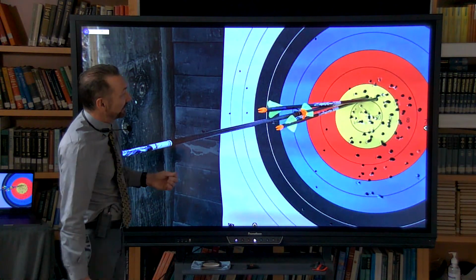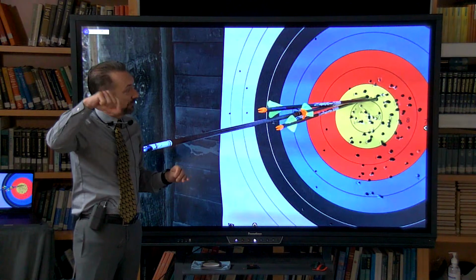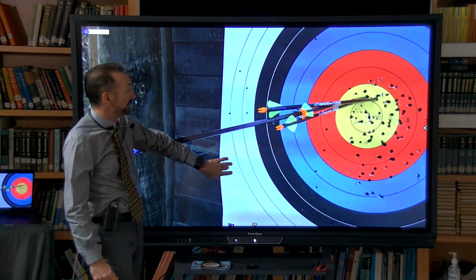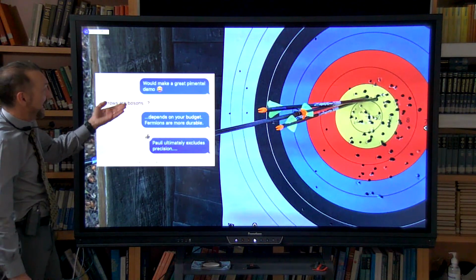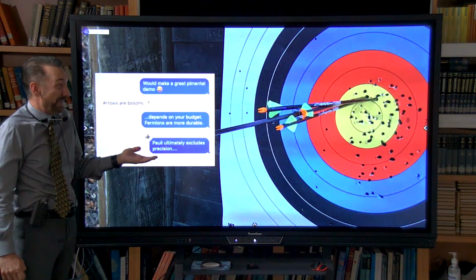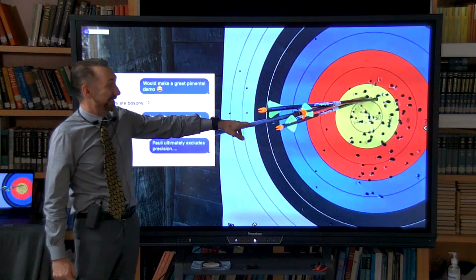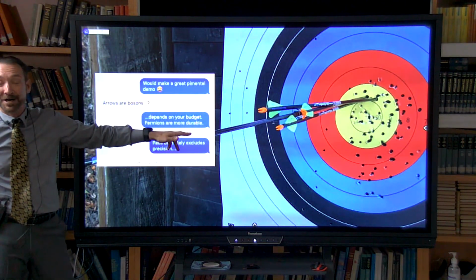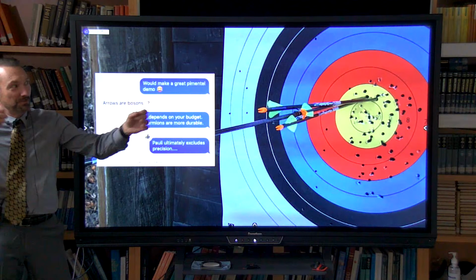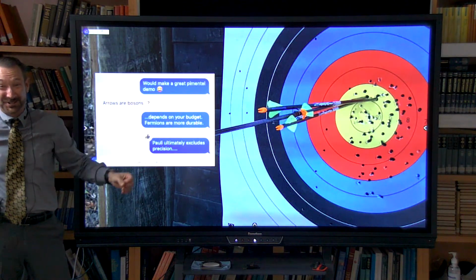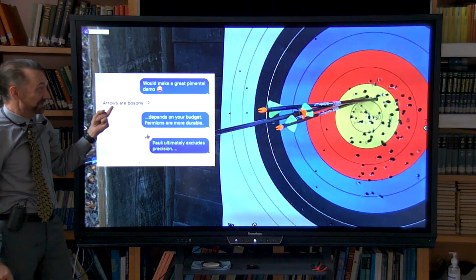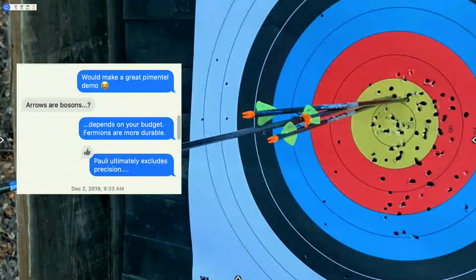And on my phone, I have the box ticked that says keep messages forever, so I was able to go back and find the message. When I did this, I said to my colleague, this would make a great accuracy and precision demo. I'll just bring the bow to Pimentel and shoot in Pimentel. And then he said, oh, arrows are bosons? Because he noticed the arrows were able to overlap in space.